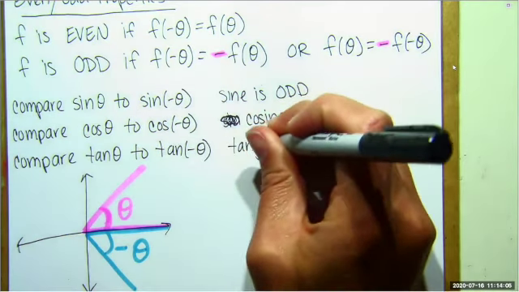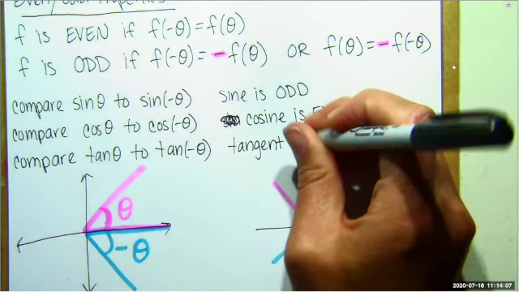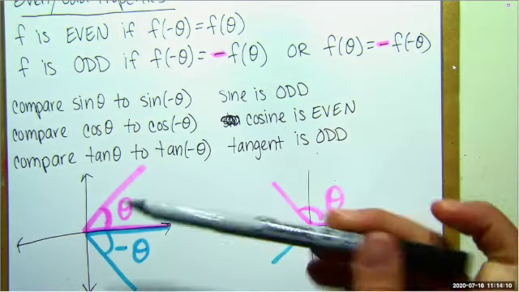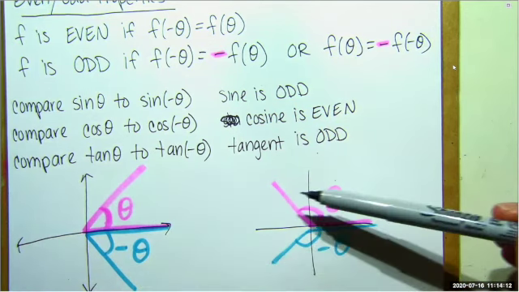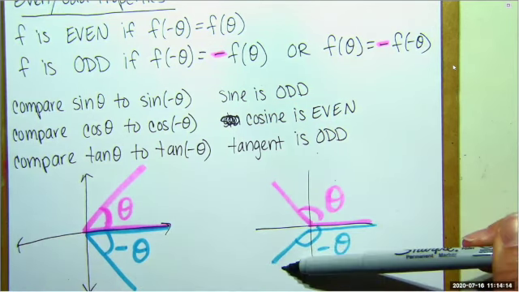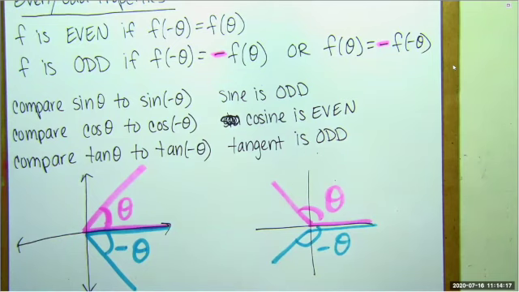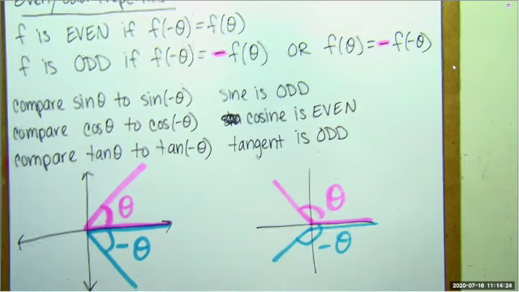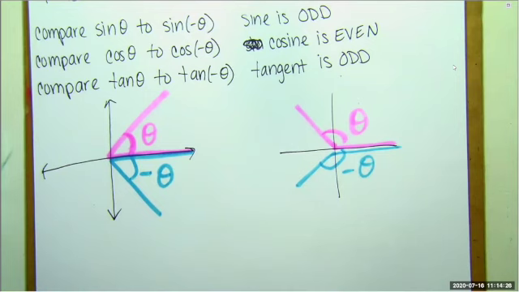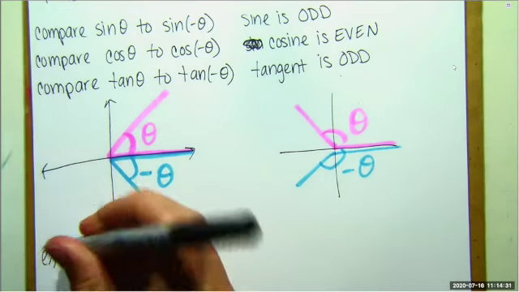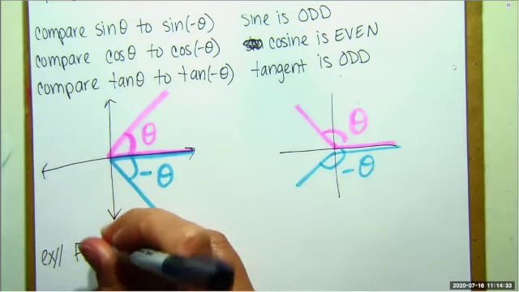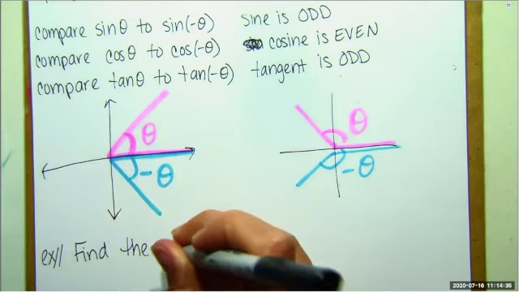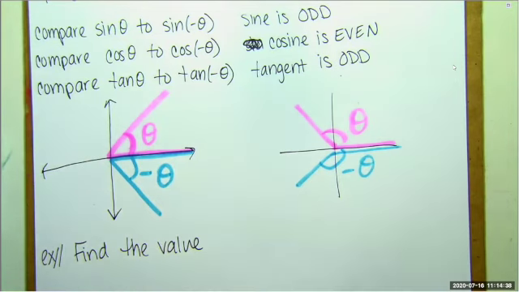Tangent, using the same logic, is also odd. Right? We'd get positive, negative, or negative, positive. Okay, so sine and tangent are odd, cosine is even. You should know this. So let's do a problem using these even and odd properties and see how we might apply them algebraically. And then we'll talk about graphically in the next section how these even odd properties apply.